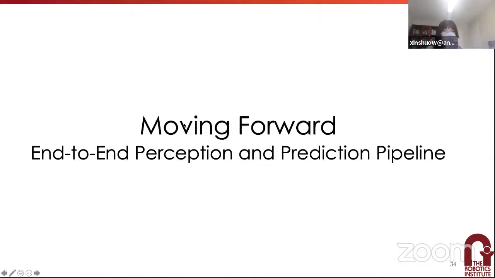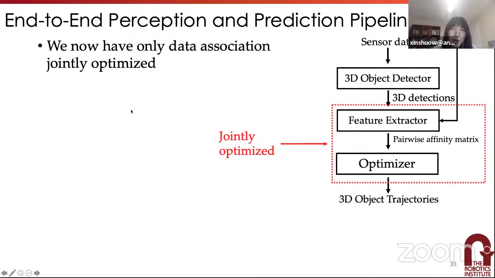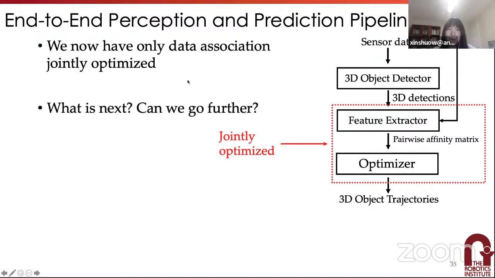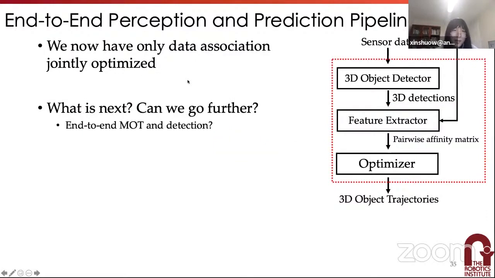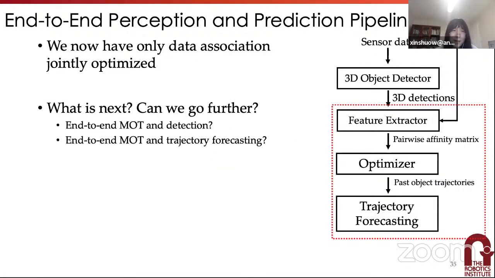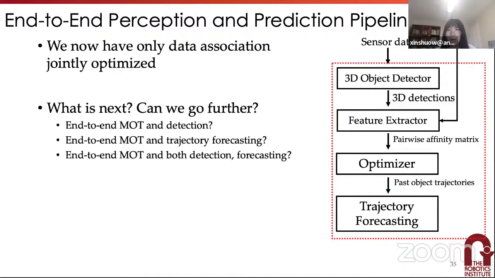Okay, now we are talking about the future directions. The first one would be the end-to-end perception and prediction pipeline. As Kris just mentioned, we now have some state-of-the-art methods doing joint optimization between feature extraction and optimization. So this is useful for improving data association. But can we go further than this? For example, can we do end-to-end for detection and MOT? Or can we do trajectory forecasting and MOT? Or can we do end-to-end for all of them?